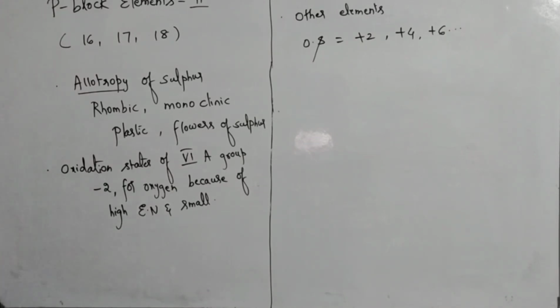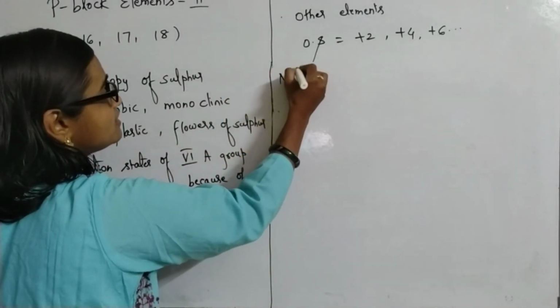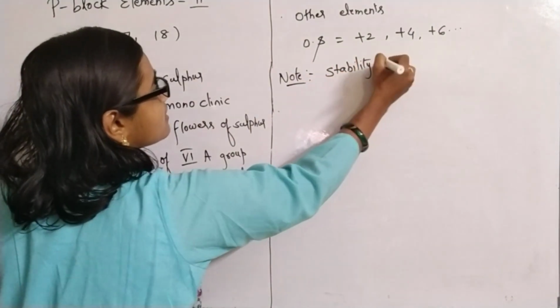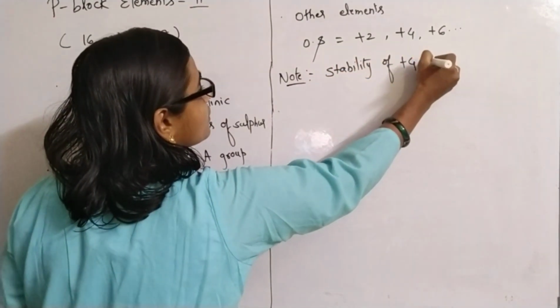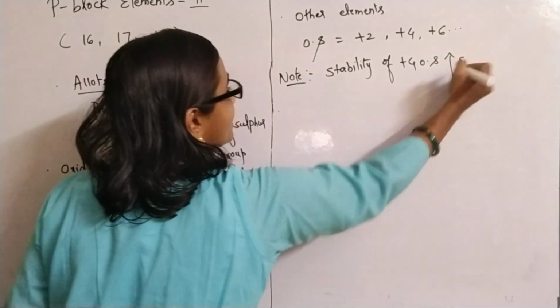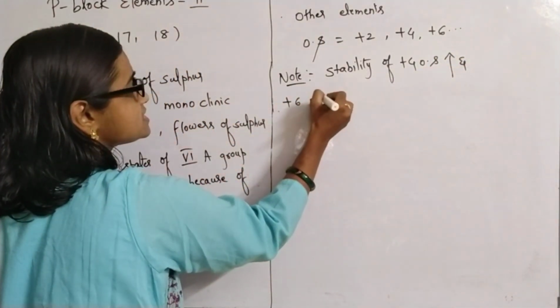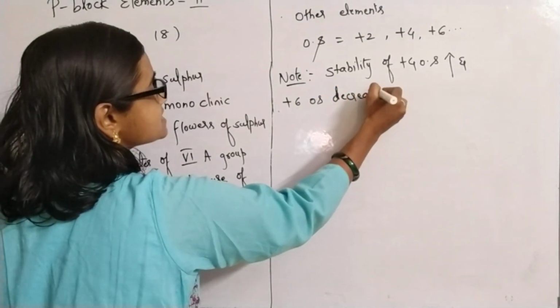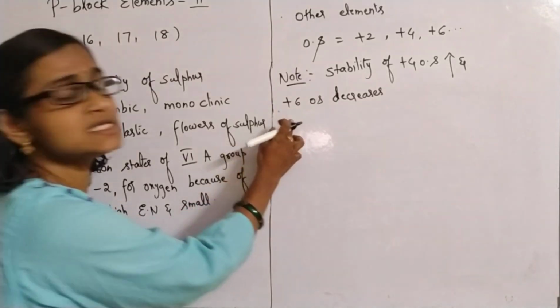Next, among the properties, the stability of the +4 oxidation state increases and the stability of the +6 oxidation state decreases down the group. Remember, write it as a note point. The stability of +4 oxidation state increases and +6 oxidation state stability decreases down the group.